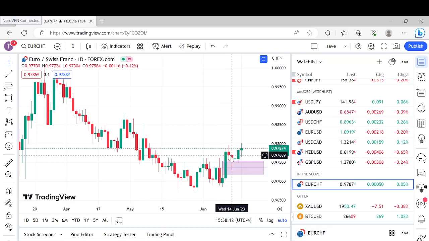Now, here's another thing you want to see for order blocks. Your order blocks, your bullish order blocks, will be in a discount marketplace. So what is a discount marketplace?